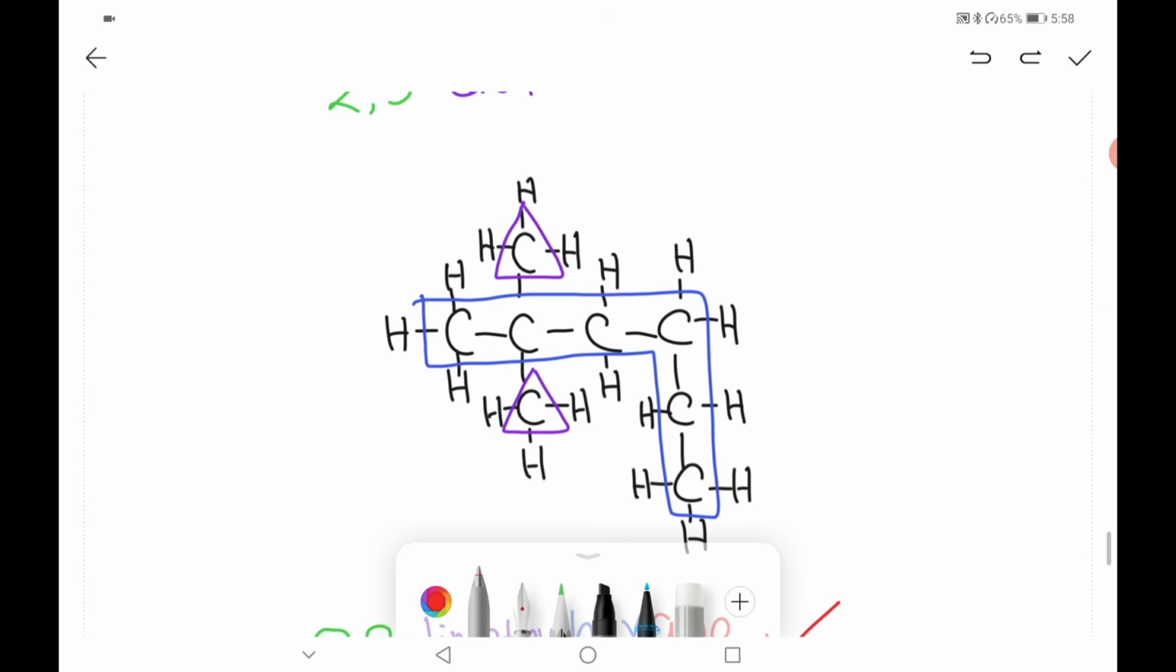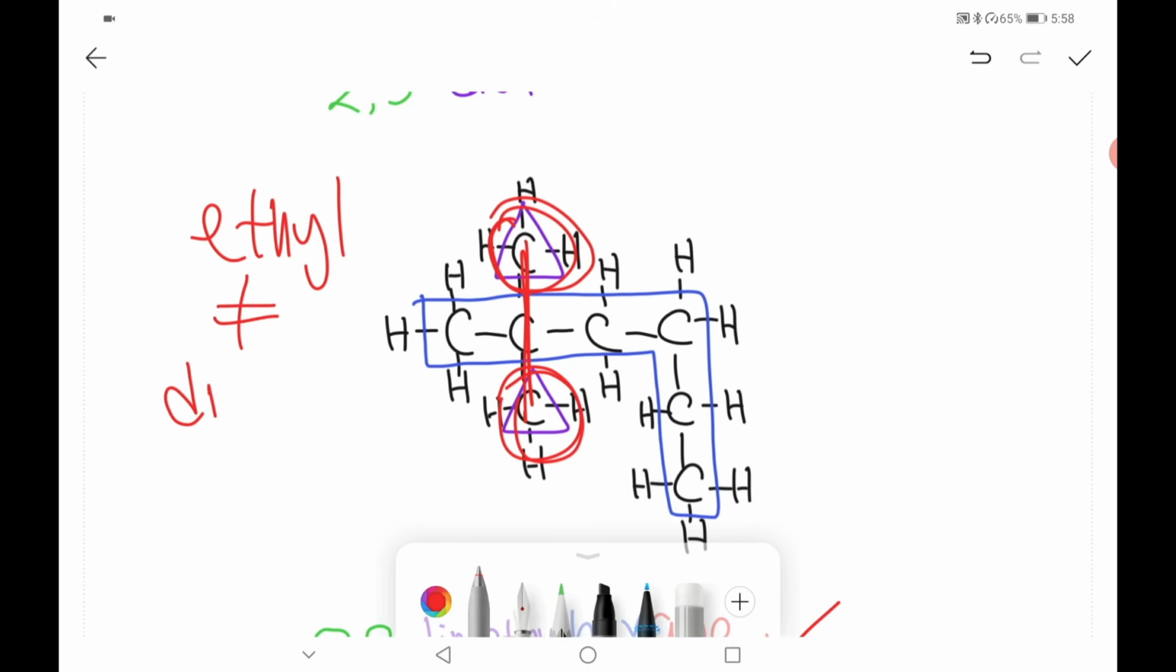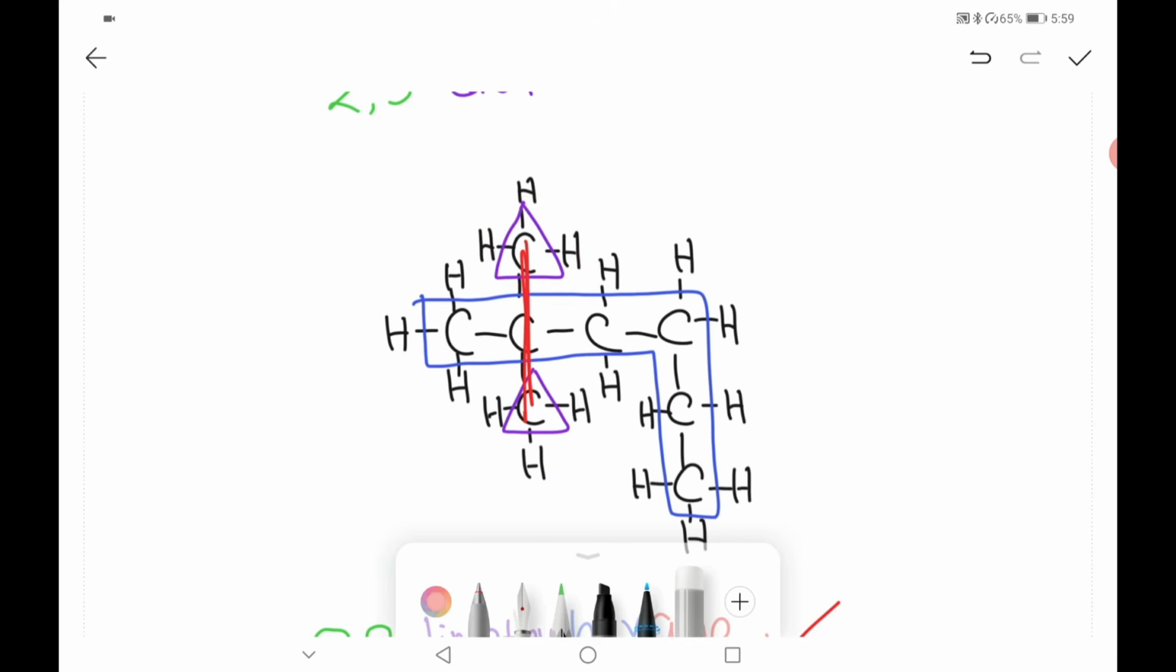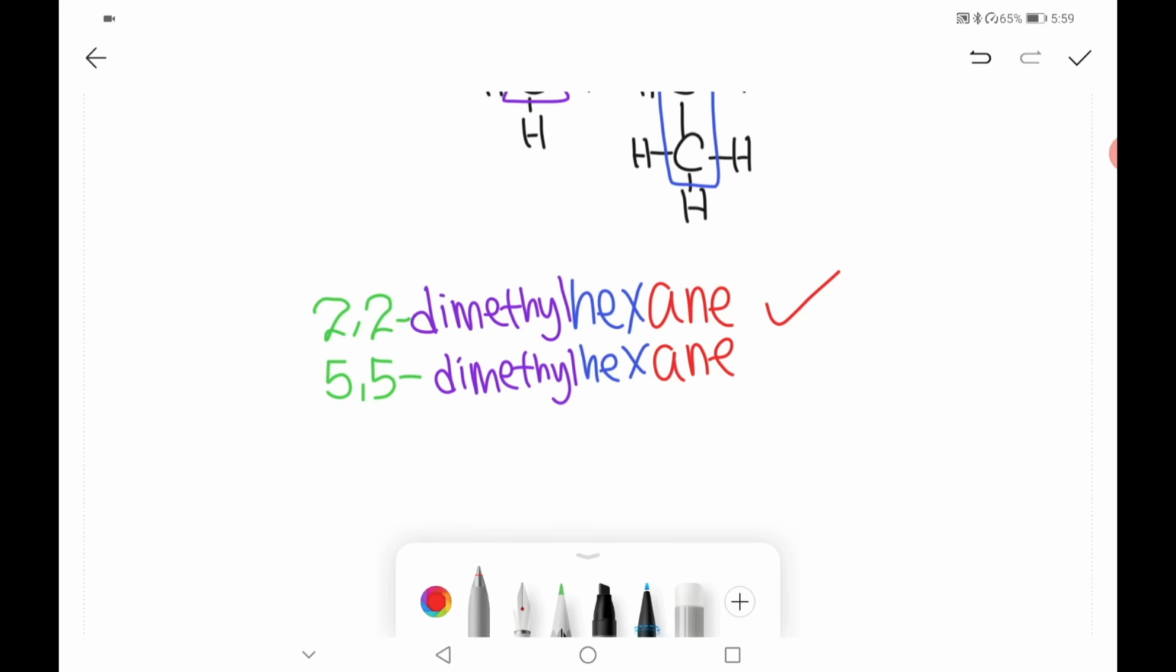Okay, so please be careful. This and this, they are two separate branches. You cannot take this carbon and this carbon and add them together to become ethyl. Cannot. Make sure you know ethyl and dimethyl are very different. So please be very careful on this. This is how you do the naming.